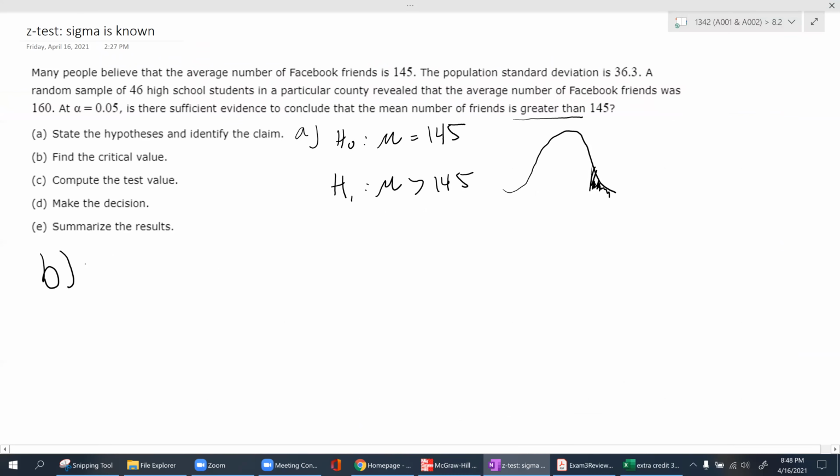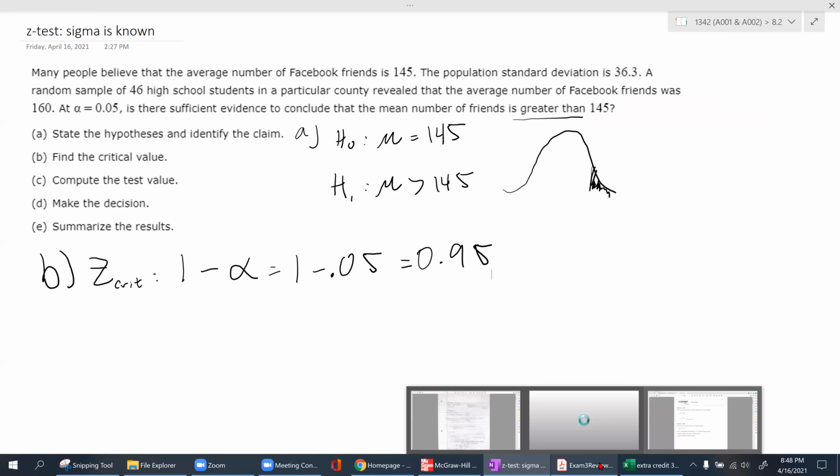Part B is to find my z critical value. How do you find z crit? It's based off of the alpha that's given to me. So it's going to be 1 minus alpha, which is 1 minus 0.05, and this is going to be 0.95.